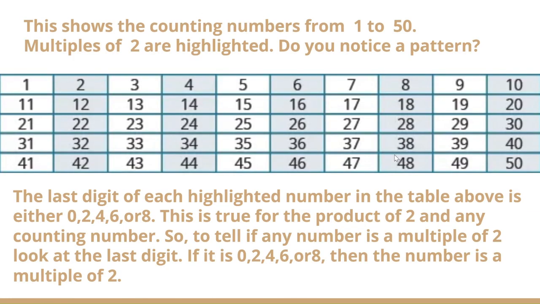This shows the counting numbers from 1 to 50. Multiples of 2 are highlighted. Did you notice the pattern? The last digit of each highlighted number in the table above is either 0, 2, 4, 6, or 8. This is true for the products of 2 and any counting number. So to tell if any number is a multiple of 2, look at the last digit. If it's 2, 4, 6, 8, or 0, then the number is a multiple of 2.